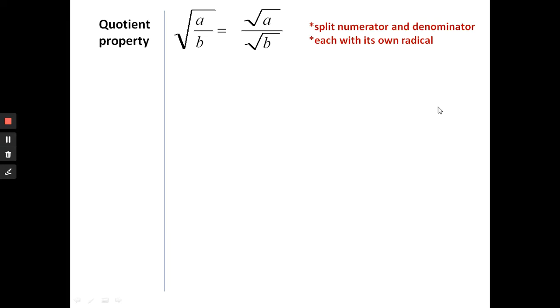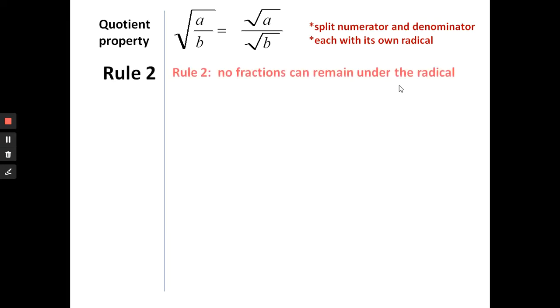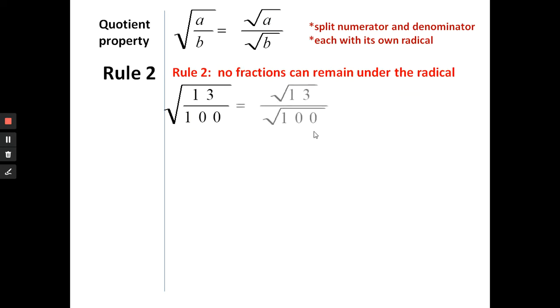So let's look at the quotient property, and our second rule of simplifying is you can't have any fractions under the radical symbol. So you can't have a fraction as a radicand. So if you look at the square root of 13 over 100, we're going to use that property and split up the numerator and the denominator. And that'll give us the square root of 13 over the square root of 100. And we know that the square root of 100 is a whole number.